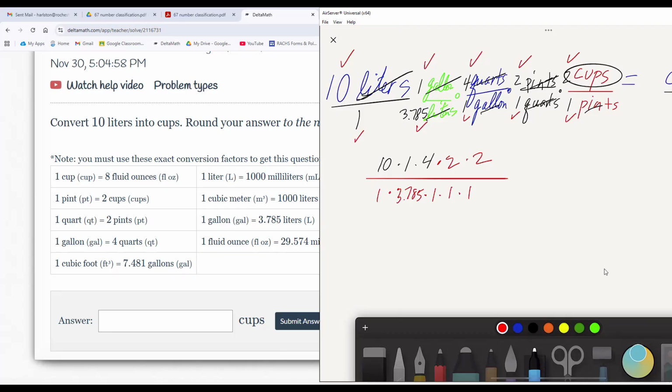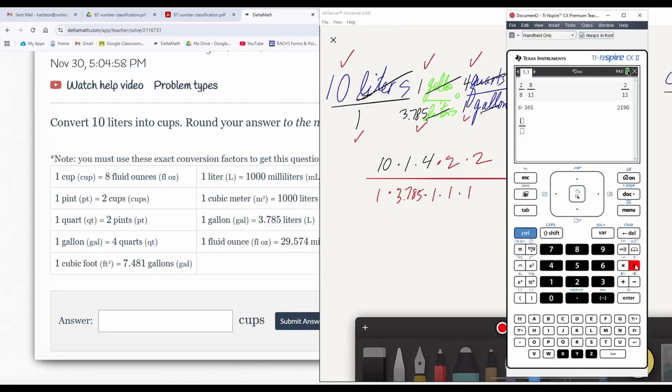So all I'm going to do is a stack fraction, and I'm literally going to do this product: 10 times 1 times 4 times 2 times 2. Then I'm going to go down to the bottom, and I know these ones don't matter, but I'm just putting them in there so you can see the process. 3.785 times 1 times 1 times 1, and then I press enter. And this is what I get. So it's saying that 10 liters is equal to 42.272 and so on cups.